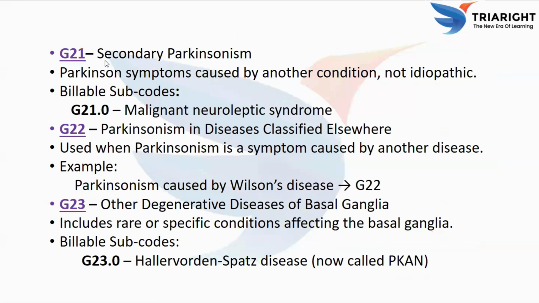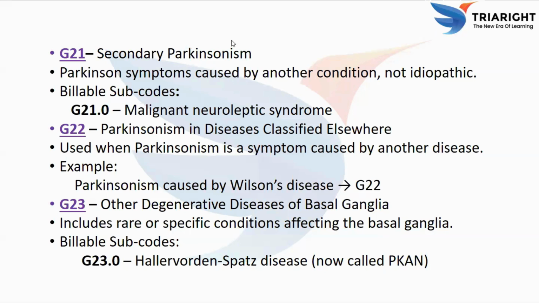So next code G21. It's a secondary Parkinsonism. So what do you mean by secondary Parkinsonism? It means Parkinson's-like symptoms occur but not due to Parkinson's disease. You are getting my point, right? You develop the symptoms, but it is not due to Parkinson's disease. So this is the secondary Parkinsonism.